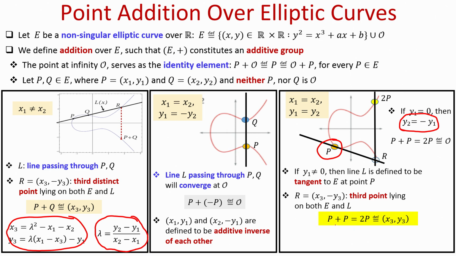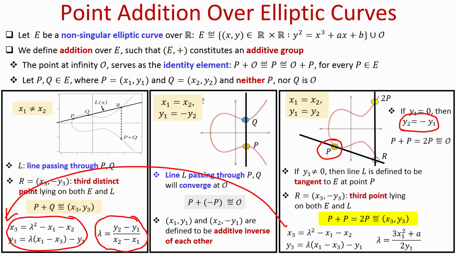So, the result P plus P, which is 2P in this case, will be x3 comma y3, and mathematically again x3 and y3 are exactly the same as they were defined for the case where x1 was not equal to x2. The only difference now is that the slope of the line is different compared to the first case, because in the first case the points P and Q were distinct points, but here the points P and Q are the same point, and that is why the line is the tangent and the slope of the tangent is computed by this formula.